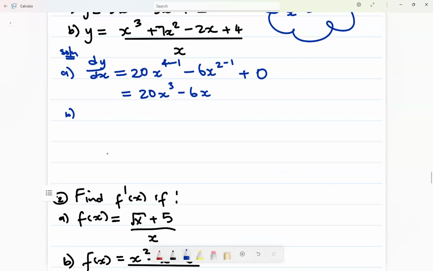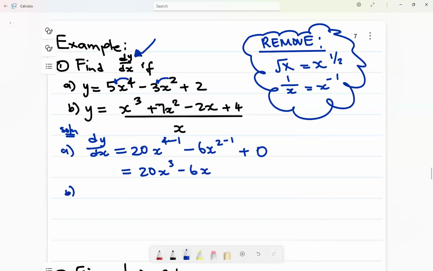Okay? Yes. Then number B, I have y is equal to x cubed plus 7x squared minus 2x plus 4 divided by x. Can you see now? What do I have? I have this part. Okay? So what I can do is I'll try to remove this one. I have to simplify this. How can I do that?